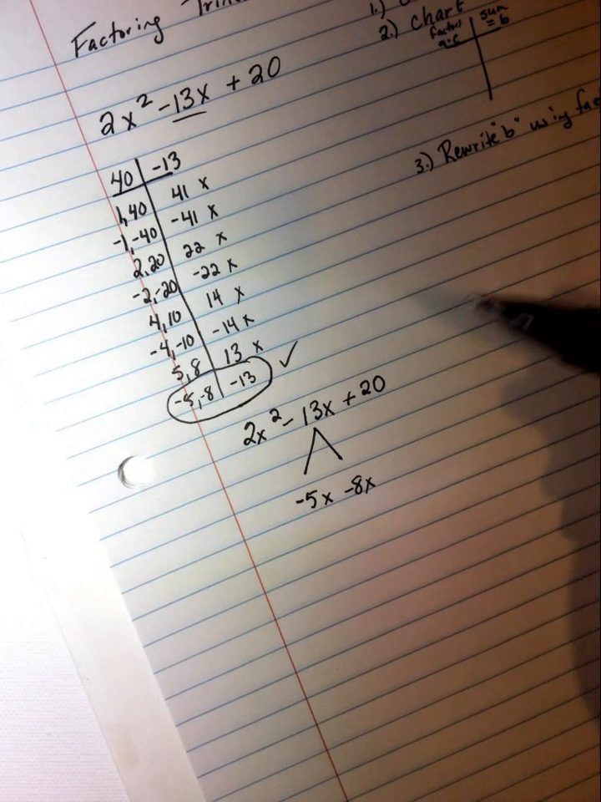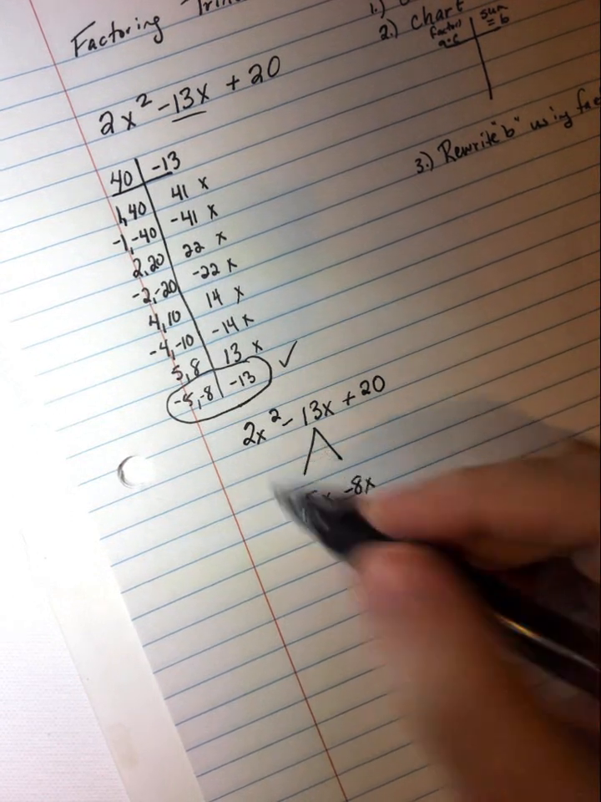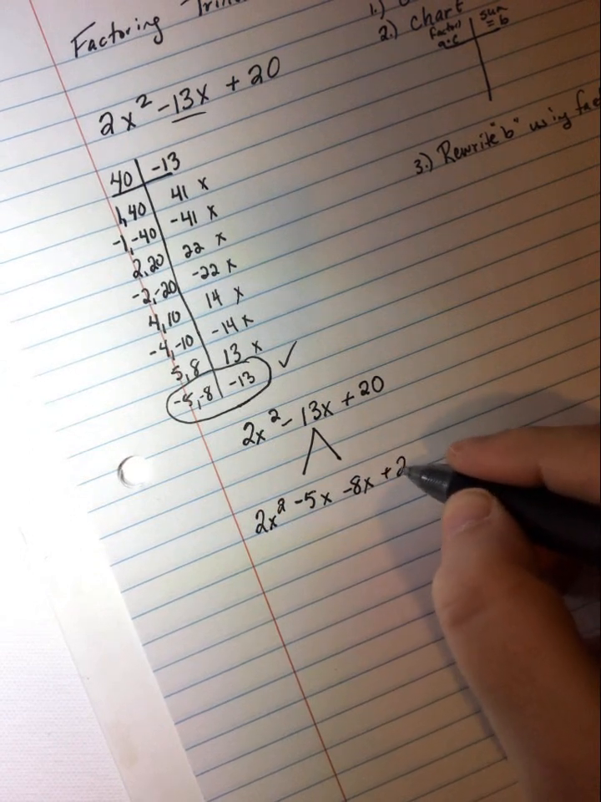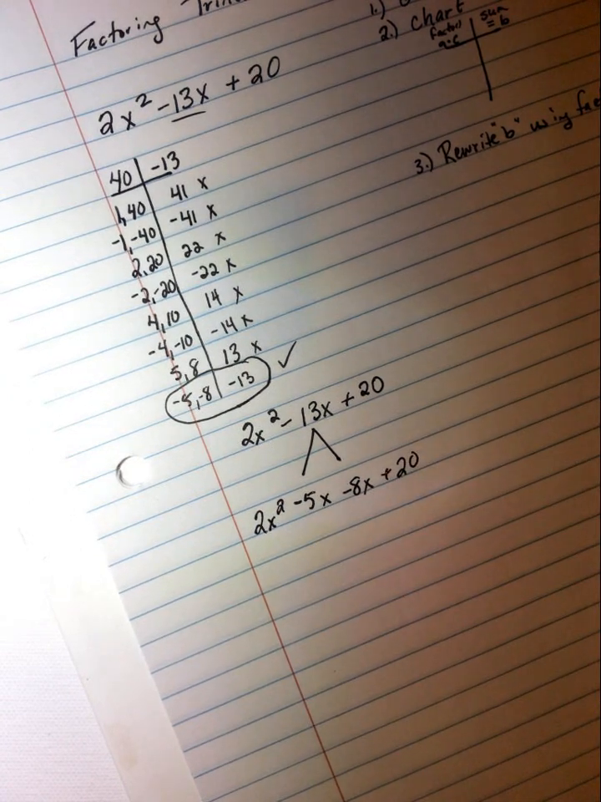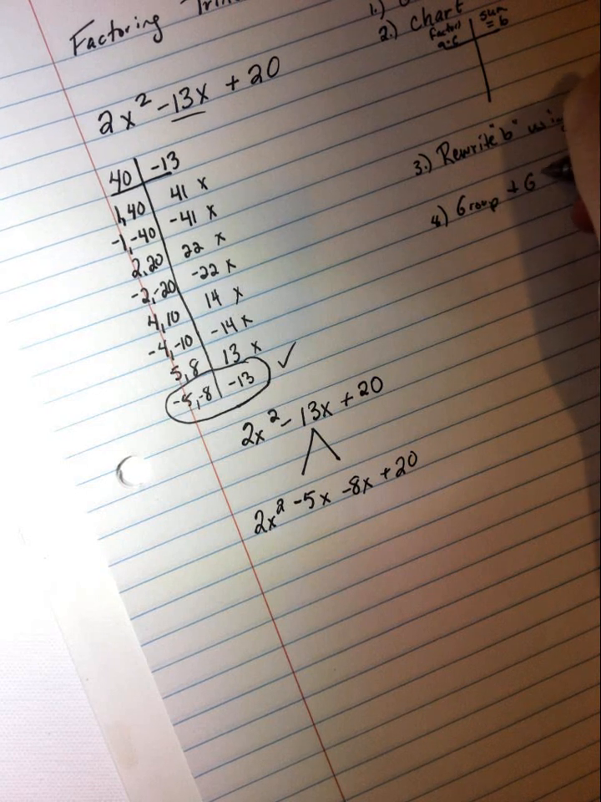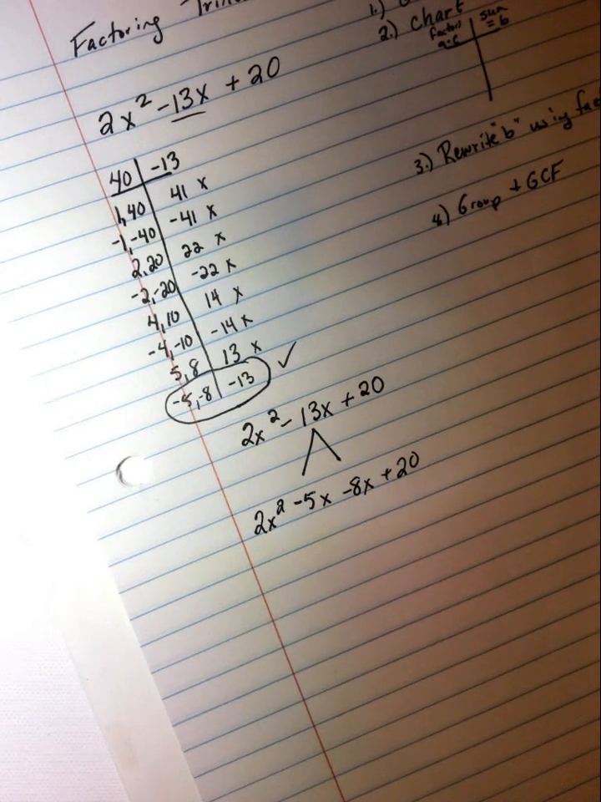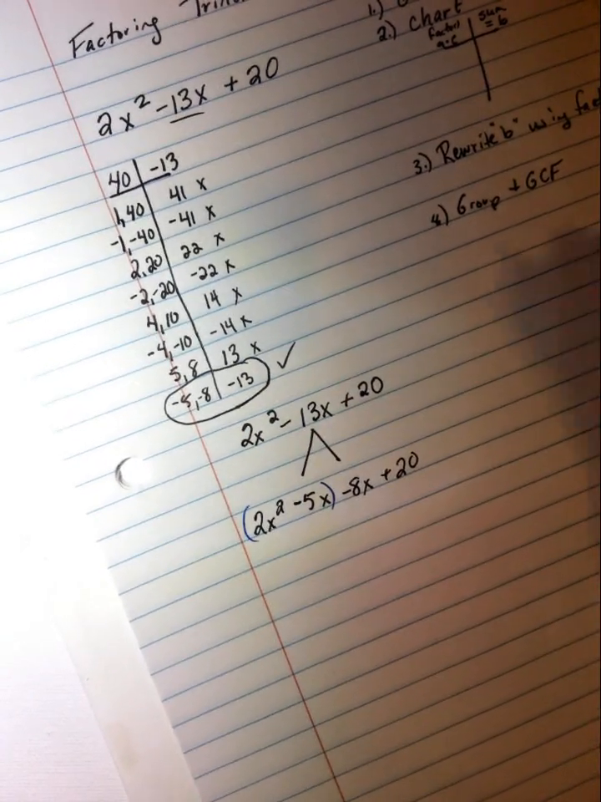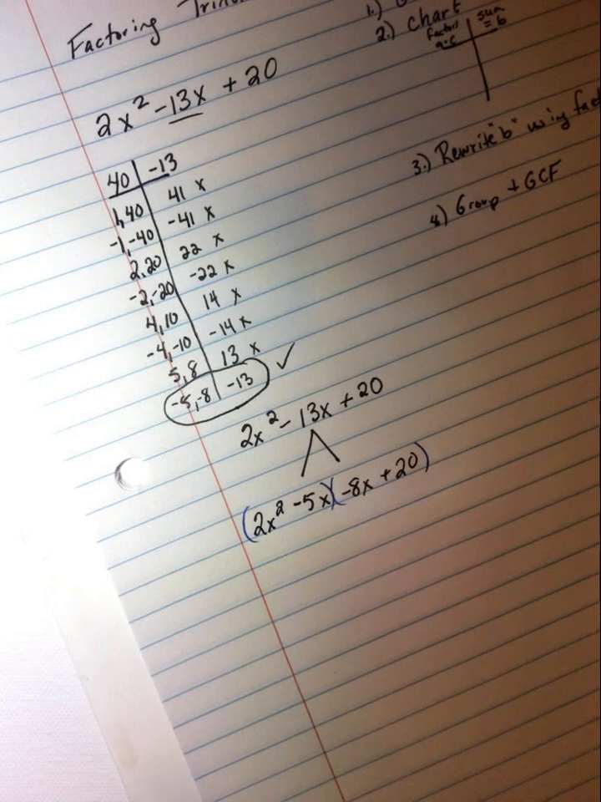It's okay to use this substitution process. My 2x squared stays in front. My plus 20 stays behind. So I rewrote using my new factors. Step 4 says to group and find a GCF of your groups. What does that mean? Well, group means to put your first two terms together and then your last two terms together.